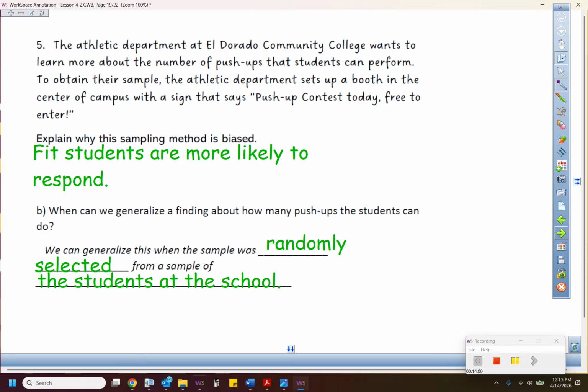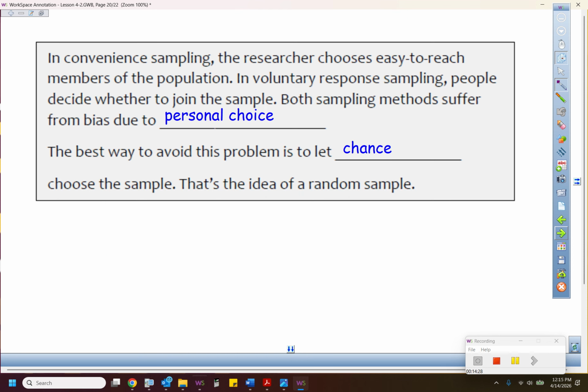So two things today we talked about were the convenient sample, because they were easy to find, and the voluntary response, which usually isn't good because people who are strong in one direction are probably more likely to answer that. The last part is both of them had to do with a personal choice. In a convenient sample, you actually chose to keep it easy on yourself. And in a voluntary response sample, those people totally chose to answer the question because they felt strongly. But the best way to avoid this problem is to let chance choose the sample. If you wrote the word randomness, that is also fine.